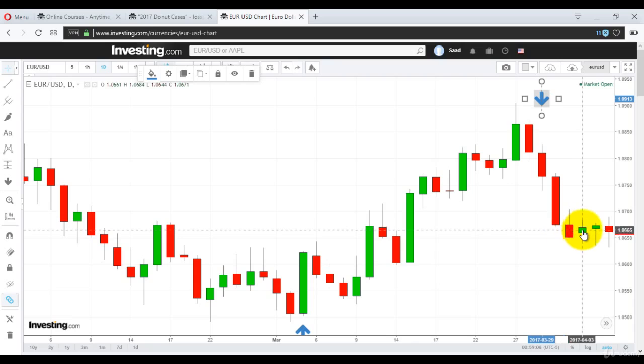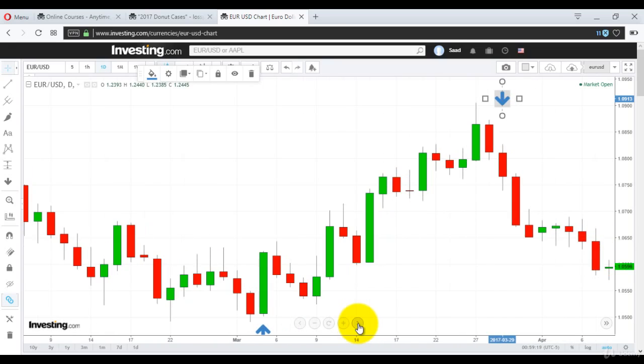Now, if someone bought it right here, then this candle is not his friend. Why on earth would he want it with a long shadow? No. Let's look at it further. It goes down.